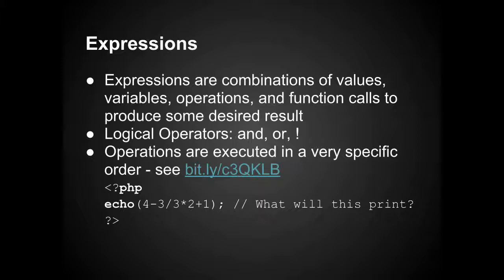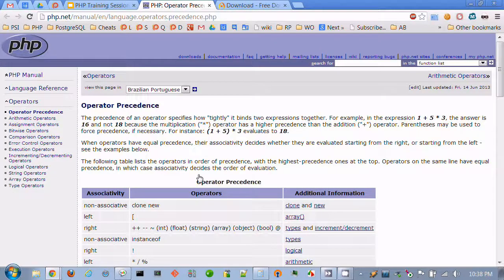Operations are executed in a very specific order. That's going to be the subject of our first little exercise here. The question is, what will this statement print? If you go to this link, this is PHP's operator precedence table.